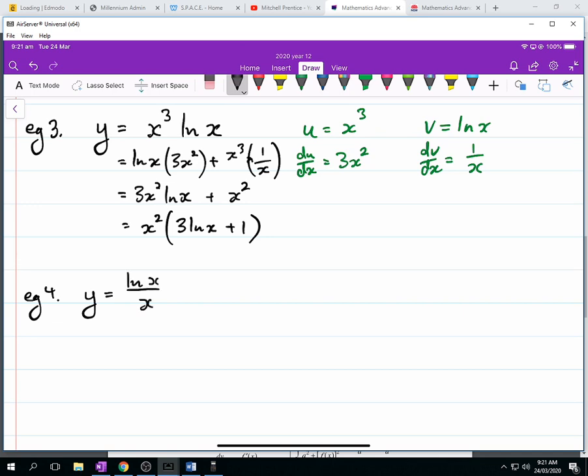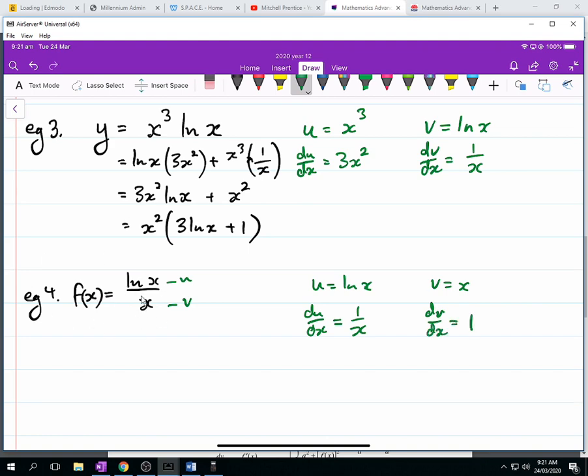Okay, I'll put this as f of x is equal to ln x over x. So we know we're going to use our quotient rule. We're going to find what u is and what v is. It's always u on top and v down the bottom here. So our u is ln x, and du dx is 1 over x. V is x, so the derivative of v with respect to x is 1.